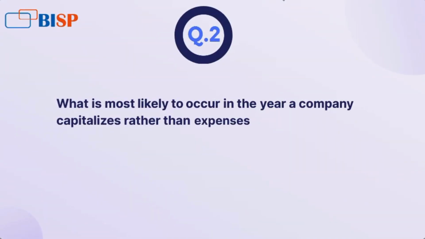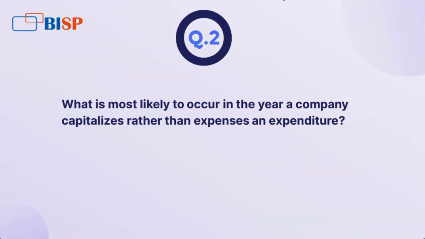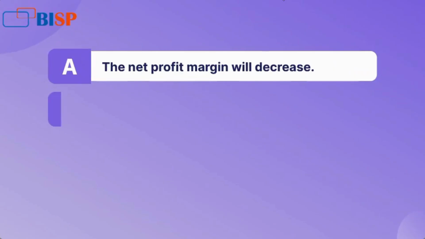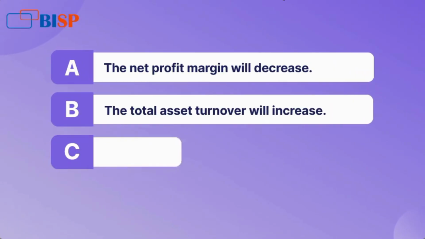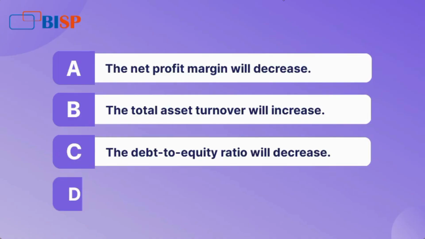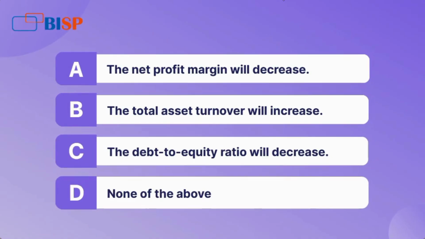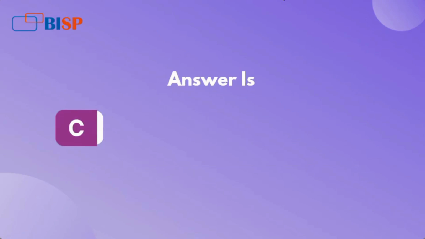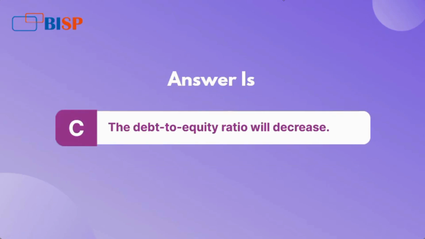What is most likely to occur in the year a company capitalizes rather than expenses an expenditure? A. The net profit margin will decrease. B. The total asset turnover will increase. C. The debt-to-equity ratio will decrease. D. None of the above. Answer is C. The debt-to-equity ratio will decrease.